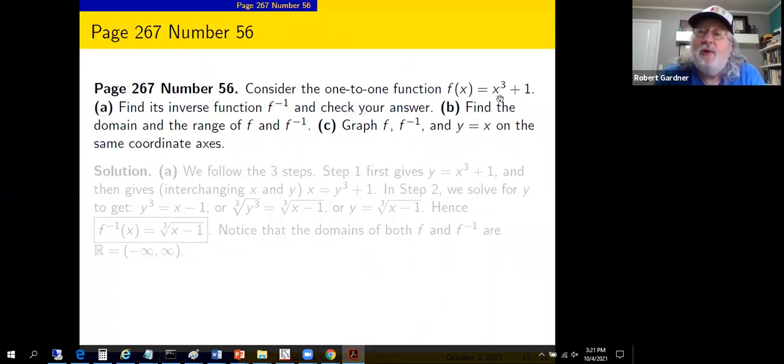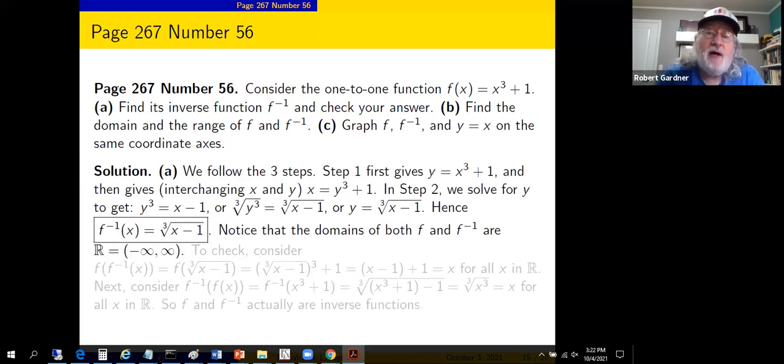All right, they give us a one-to-one function, f of x equals x cubed plus 1. Find its inverse, check your answer. Find the domain and range of f and f inverse, graph them, and the line y equals x on the same coordinate axes so you can see that reflected information. Okay, so we'll follow the steps.